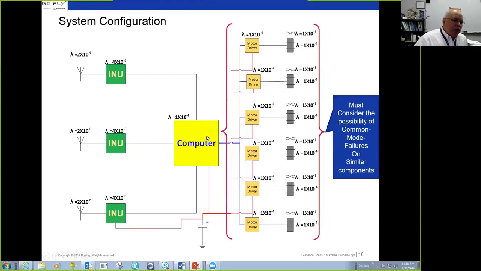So in here, to not have inertial navigation control, you have to lose all three of them before you don't have it.